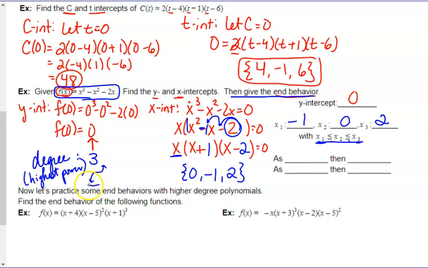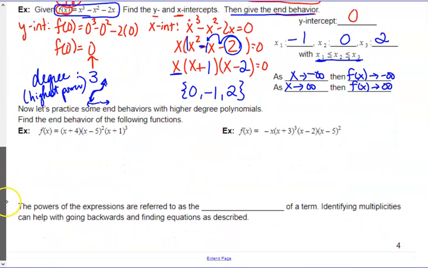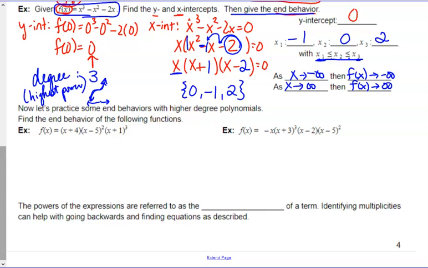As x goes to negative infinity, f of x is going to negative infinity as well. If x goes to positive infinity, then f of x is going to positive infinity as well. So remember, with odd powers, your end behaviors better be opposites of each other. One must be a minus and one must be a plus. Okay? If it's an even number, those would be the same. They would either be both negative infinities or both positive infinities. Okay?